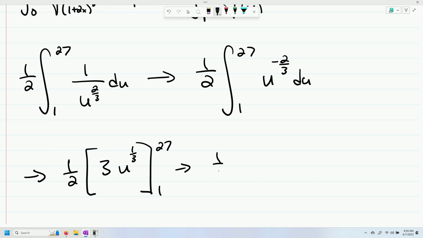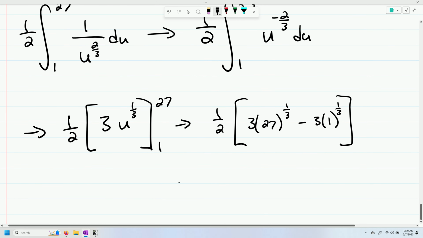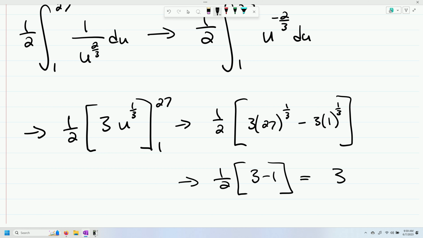So we just get 1/2 times the quantity, 3 times 27 to the 1/3 power minus 3 times 1 to the 1/3 power. And that turns out to be 1/2 times 3 minus 1, which is 3. Again, I am failing miserably with mental math today. We need to do this again. So we get 1/2. You know what? I am going to use my calculator here.